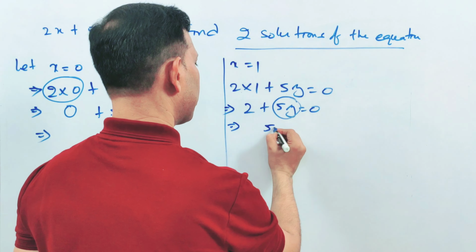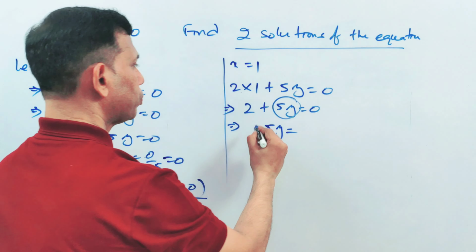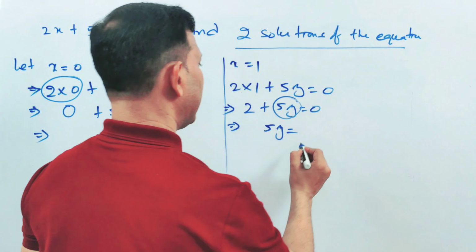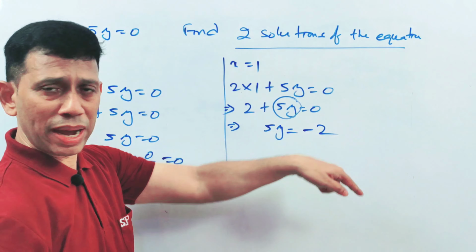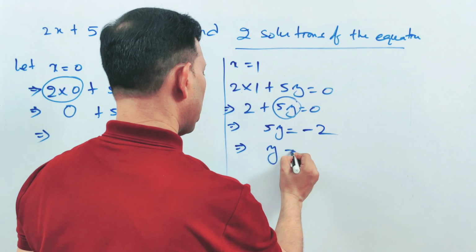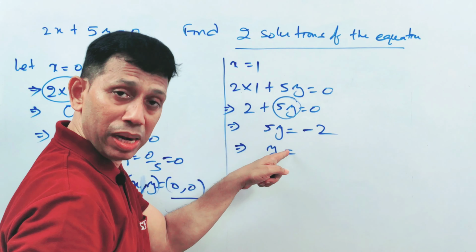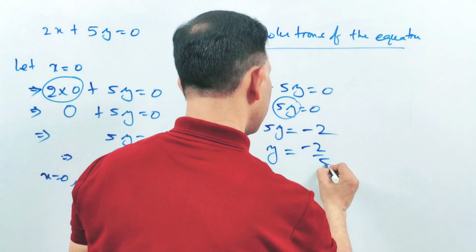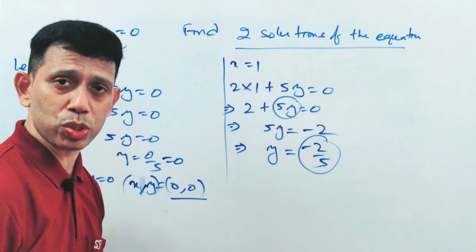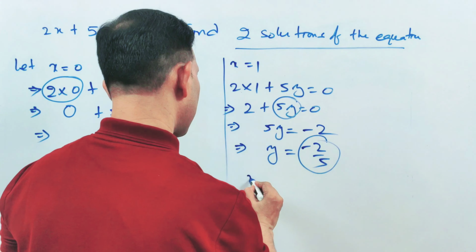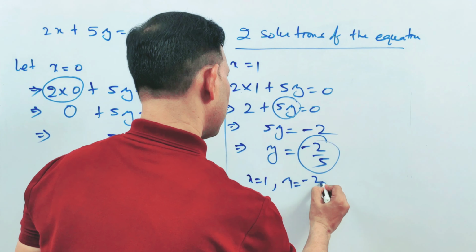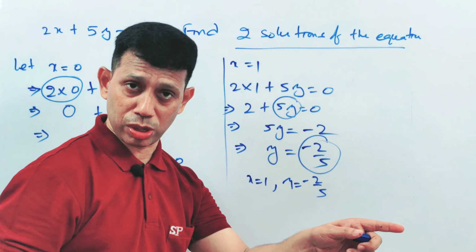The variable will be kept on the left hand side, the constant will be taken to the right hand side. So plus 2 will be minus 2. How will we find the y value? 5 is multiplied with y, so minus 2 divided by 5. So the answer is minus 2 by 5. So if x is equal to 1, then y is equal to minus 2 by 5. This is the solution of the equation.